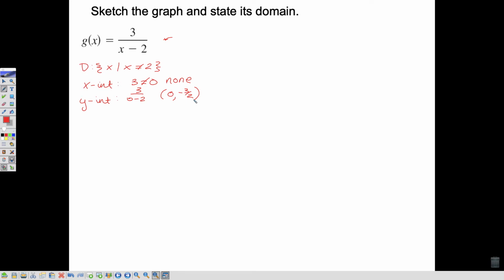Vertical asymptote. How do I find vertical asymptotes? Set the bottom equal to 0. So that's x minus 2 equals 0. So x equals 2.